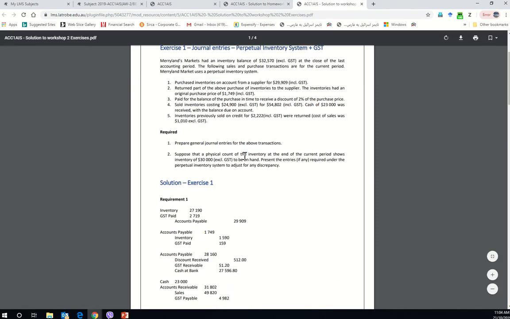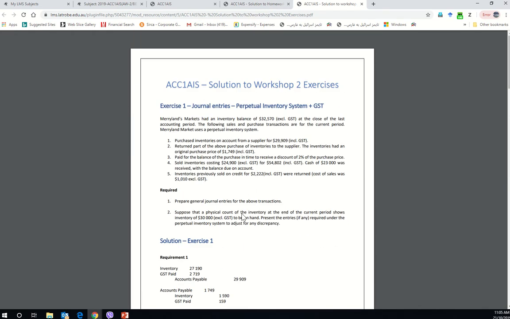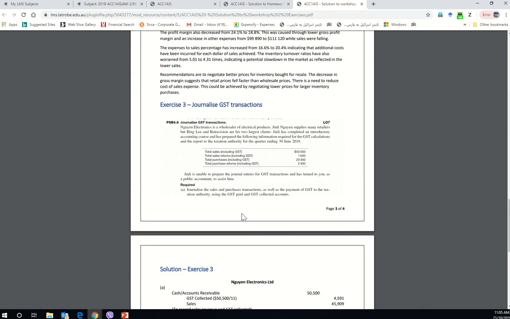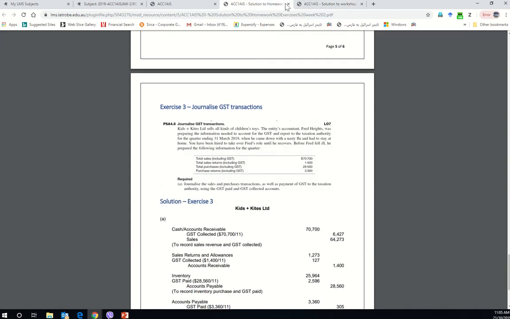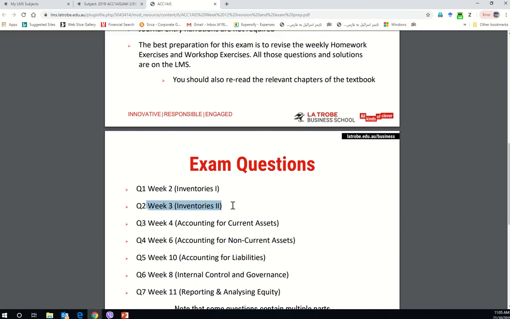The same things were reviewed in the workshop exercises. Again, 3 ratios: gross profit, profit margin, and expense to sales ratio; generalizing transactions for sales and purchase, sales discount, purchase discount, sales return, and purchase return; and then calculating GST transactions. So these are the 3 main issues that we covered in week 2, and this is going to be your question number 1. Question number 2 is week 3, inventories.